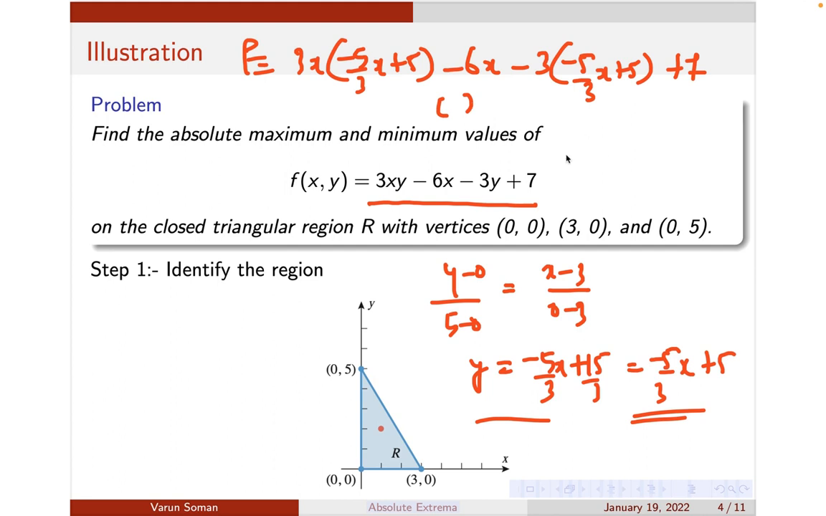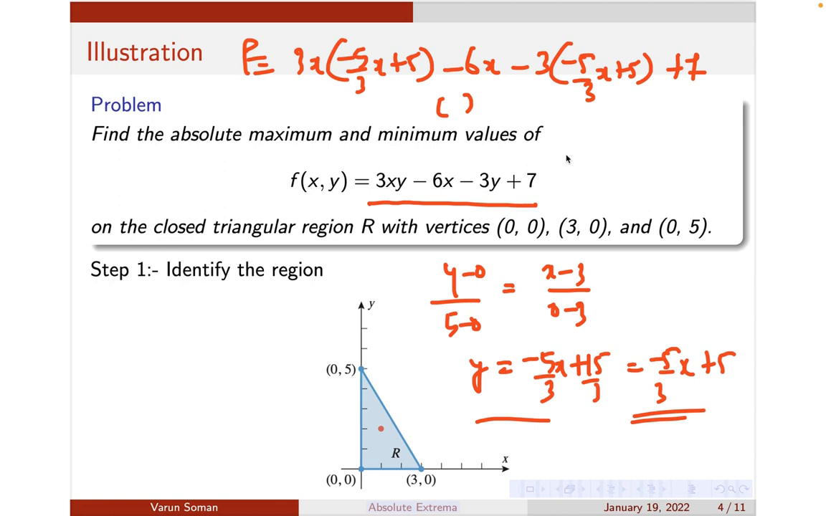From that you can find f dash of x. If it is 0, there will be a critical point. If it is not equal to 0, there will be no points in between. And don't forget to put the endpoints. So I hope this is clear how to check the maxima and minima at the boundary.